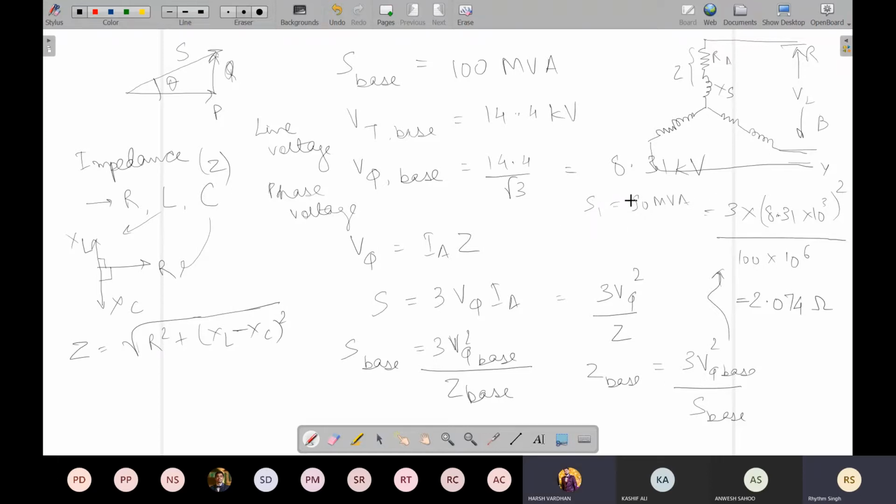So now if I want to express this power output in terms of per unit power, what I will say is that S1 in PU form, or per unit form, is nothing but the given power output divided by whatever is the base we have defined for this system, and we have defined 100 MVA as the base. So this will be nothing but 0.9 PU. Per unit is dimensionless, but for understanding we always write it as 0.9 PU.